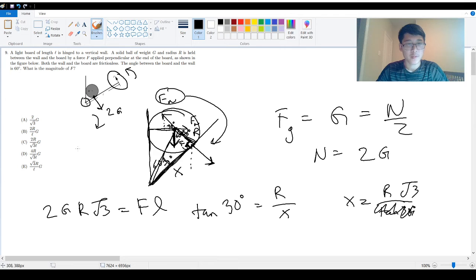Okay, so what we get is that the force is equal to 2r root 3. This is tangent at 30 degrees is 1 over root 3. So that means that x, yeah, this is right, 2r root 3.